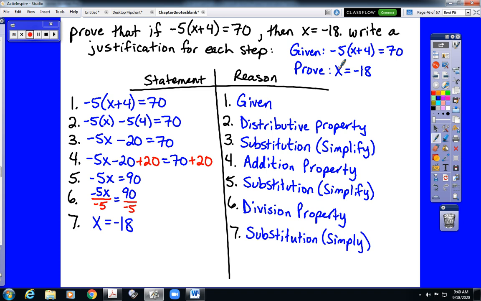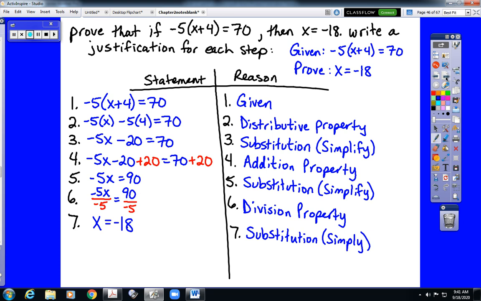Because the first step, such as in 2 or 4 or 6, we have to show that happening. So here we're showing distribution, here we're showing addition, here we're showing division. And then in the next step, we simplify it. So it's always show it, then simplify it. Okay? That is an algebraic proof.